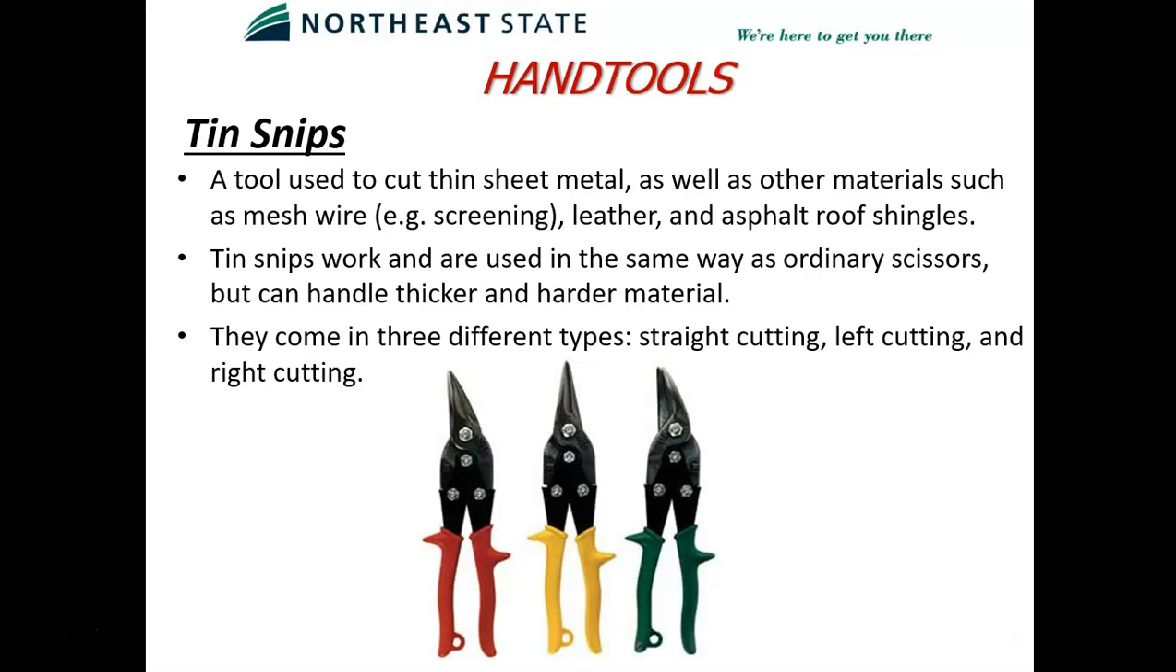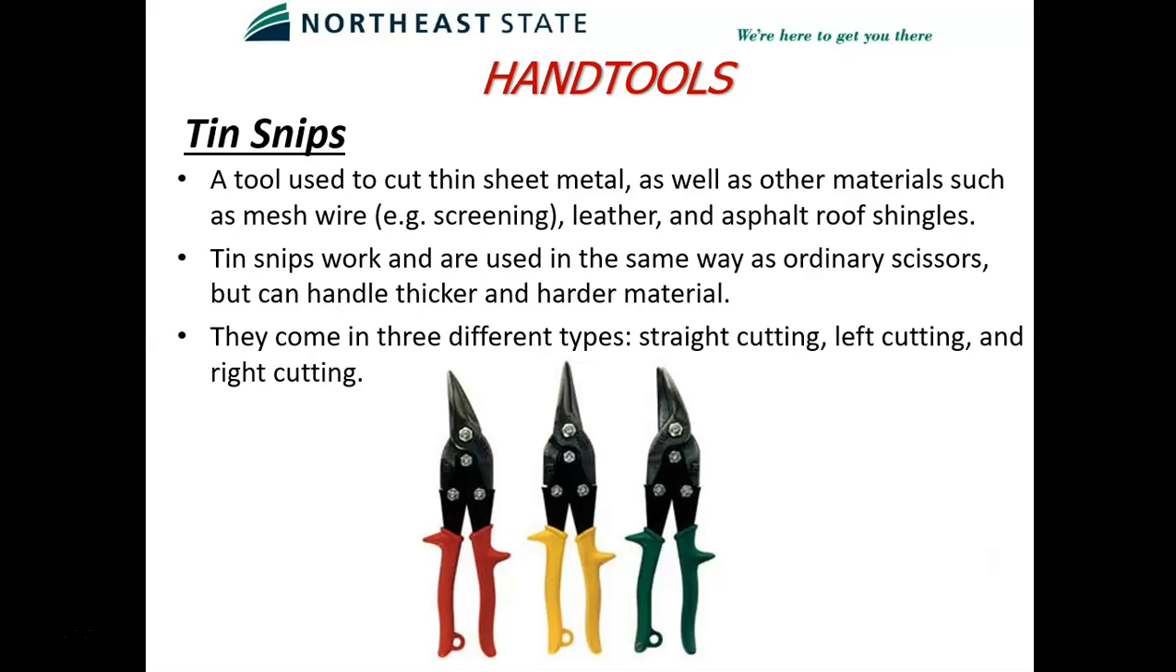So tin snips. These are used to cut tin, obviously, thin sheet metal. You can use them to cut anything thin, like mesh wire, leather, and it says asphalt roof shingles, but I've never used them to cut roof shingles before, but maybe roofers do. I don't know. They're not ordinary scissors. They handle pretty heavy duty cutting, although anything over 1/16 of an inch is going to get pretty hard to cut with tin snips.